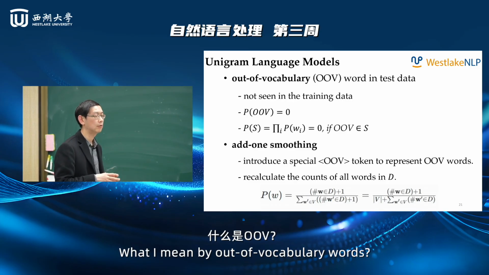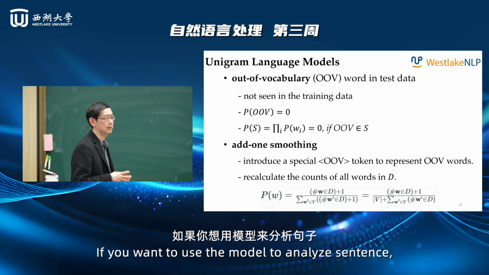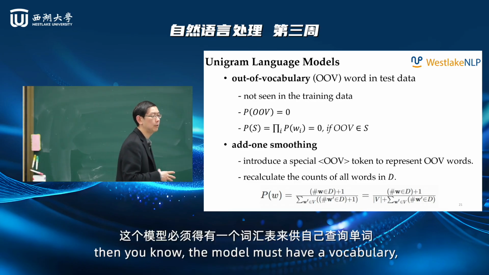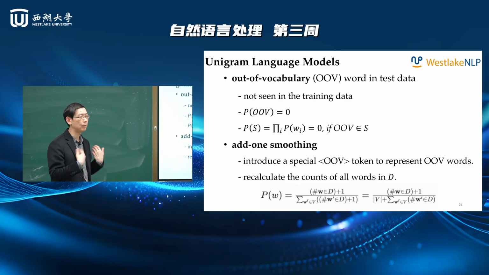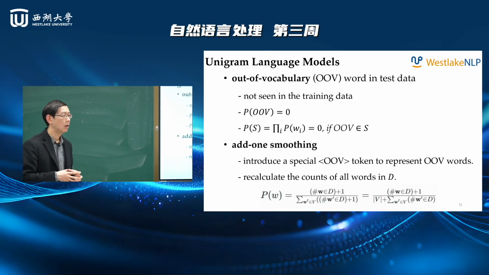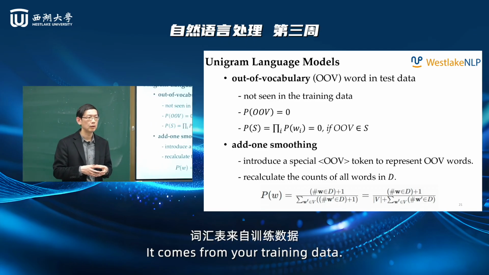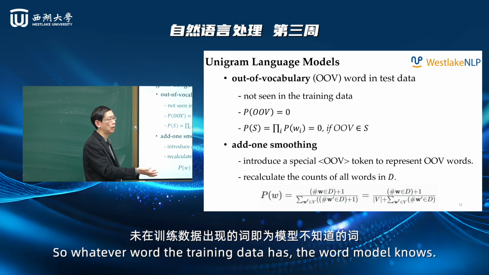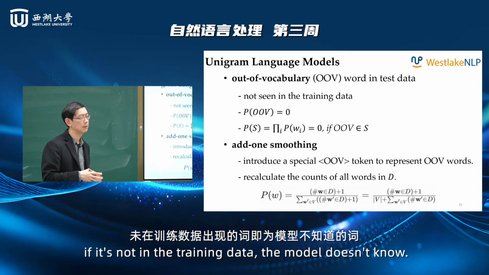What do I mean by out-of-vocabulary words? If you want to use the model to analyze sentences, to calculate the probability of sentences, then the model must have a vocabulary, or the model must know a set of words, right? Just like you and me, I know a set of English words and a set of Chinese words. Where does the vocabulary come from? It comes from your training data, right? So whatever word the training data has, the word the model knows. If it's not in the training data, the model doesn't know.